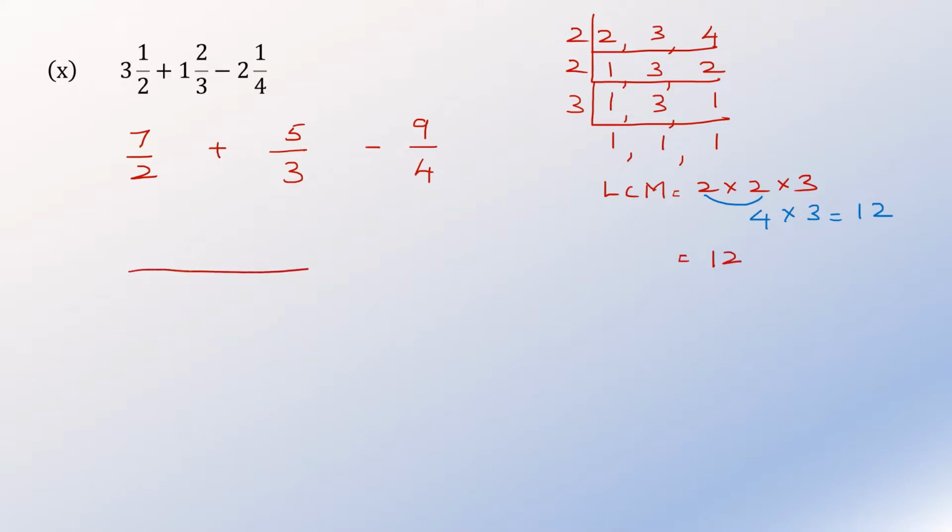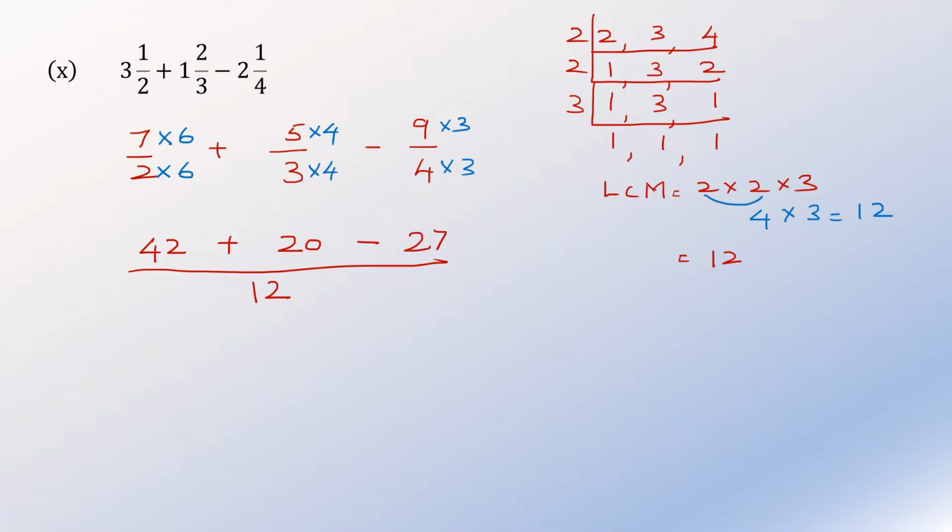So let me use 12 as a common denominator and get the new numerators. 2 6s are 12, 7 6s are 42, plus 3 4s are 12, so 5 4s are 20, minus 4 3s are 12, so 9 3s are 27.